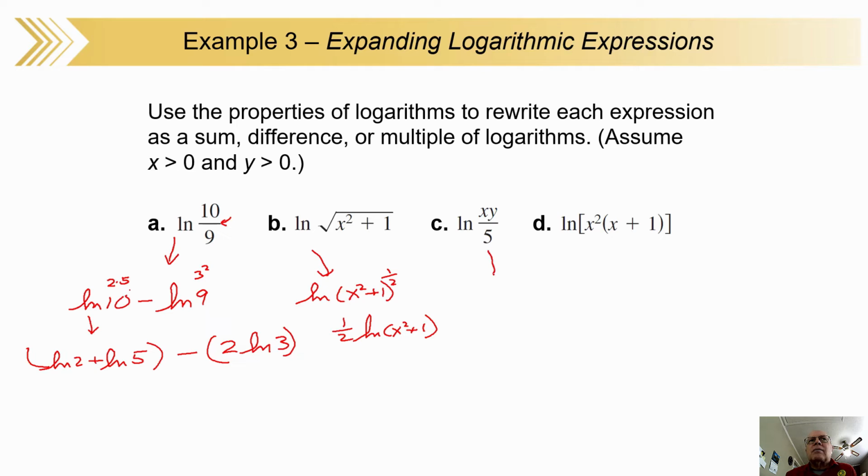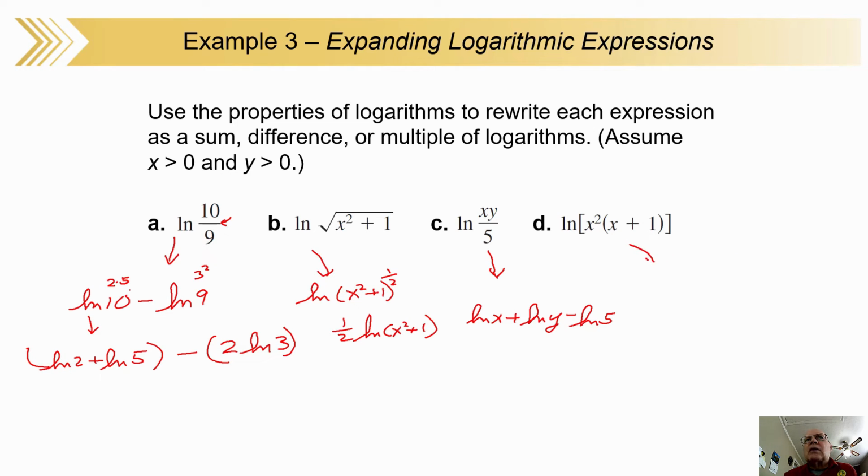The third one, notice on this one, you've got multiplication and you've got division. So I'll take this a little bit faster. If I look at the top two, I'm multiplying them, so it'd be the natural logarithm of x plus the natural logarithm of y, because I'm adding the exponents. I'm dividing by 5, so it'd be minus the natural logarithm of 5. And there's your expansion of the third one.